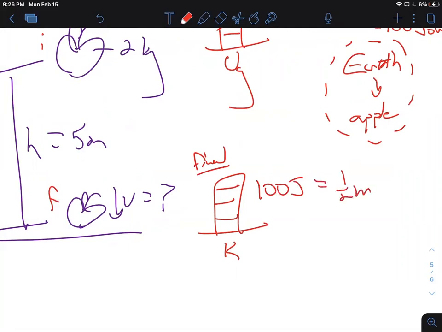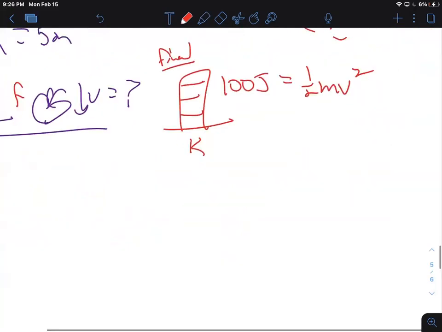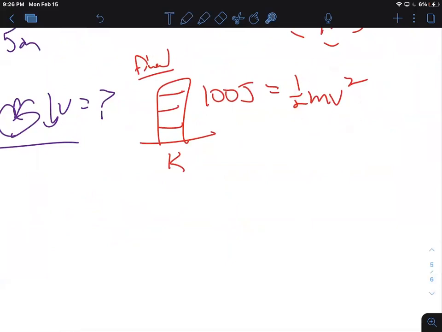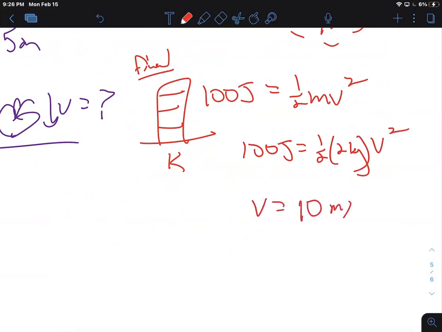So how fast am I going? Here's my formula for kinetic energy, 100 joules. So I again know the mass was 2 kilograms. Little math here. I end up with 10 meters per second, because 2 times a half, I got 1. Take the square root, end up with 10.